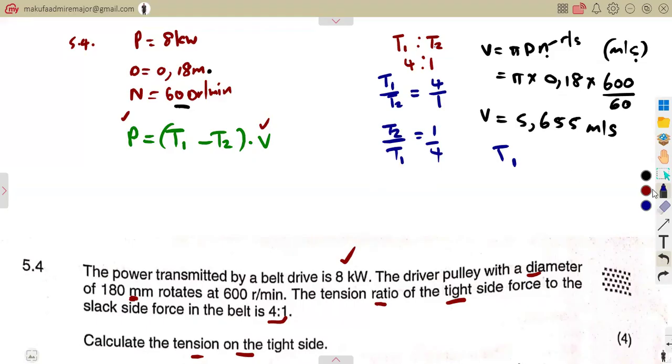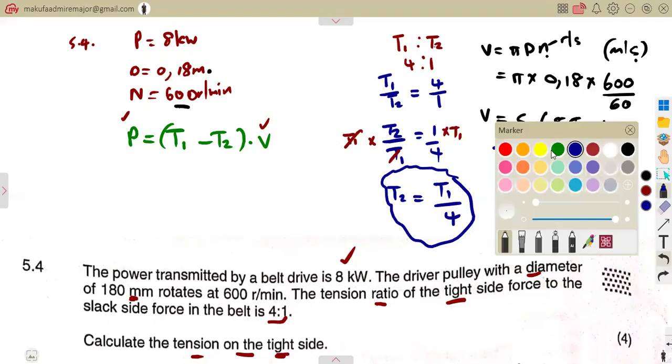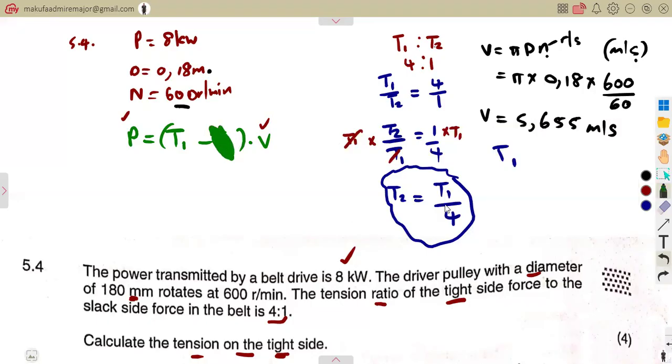So what is it that you are supposed to calculate? The tight side, which is T1. So it's best for me to write T2 in terms of T1. So I can just multiply by T1 here. This cancels. So T2 is equal to T1 over 4. Why do this? So that we remove T2 and replace it with T1, since we need to calculate T1.